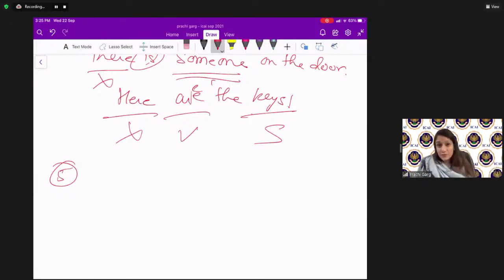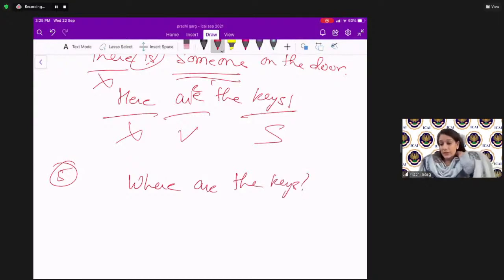So now in questions also, where are the keys? In question words also, whenever we are asking a question, I told you this when we were doing interrogative sentences, the subject comes after the verb. So keys are. Am I clear? Yes. This one is easy. You just need to identify the subject and then use the verb.